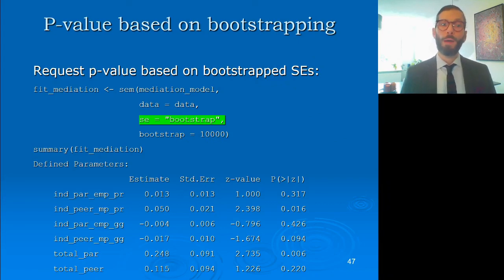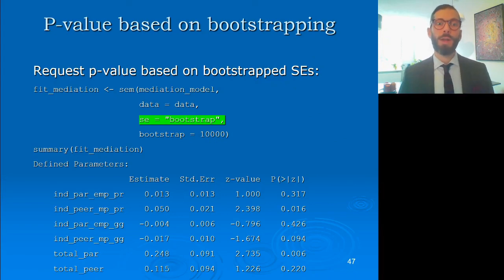The indirect effect of peer attitudes through empathy and prosocial behavior, however, is significant. We see that the estimate is 0.05, which is more than 2 times the absolute standard error of 0.02. In fact, it is 2.4 times the standard error, that is the z value. And that corresponds to a p-value of 0.02. So this indirect effect is significant.